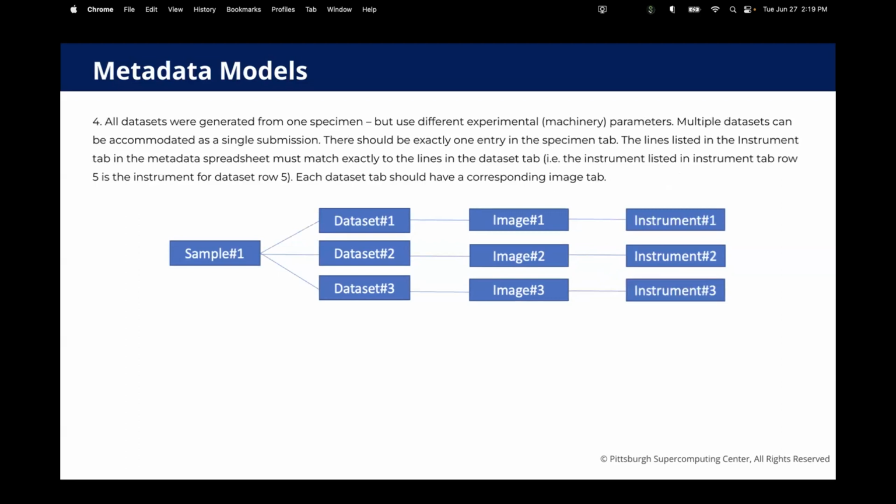The fourth option is that all of the data sets were generated from a single specimen, but they use different machinery parameters. So, if you were looking at different magnifications, maybe at the same region or same specimen, then you would maybe want to use this one. So you have a single specimen, a single sample, many data sets, many images, and then many instrument parameters listed.